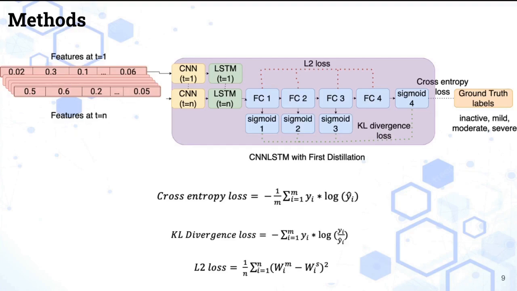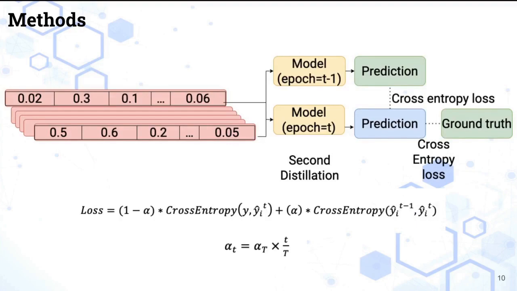As for the second distillation method, in knowledge distillation, we tend to have a teacher and a student model. Instead of having a separate model, we use the model's previous epoch as the teacher model, and the model's current epoch as the student model. And we'll use the prediction from the previous epoch model as a learning guide on the model's current epoch. This is to prevent the model from diverging too far away from the previous epoch prediction.